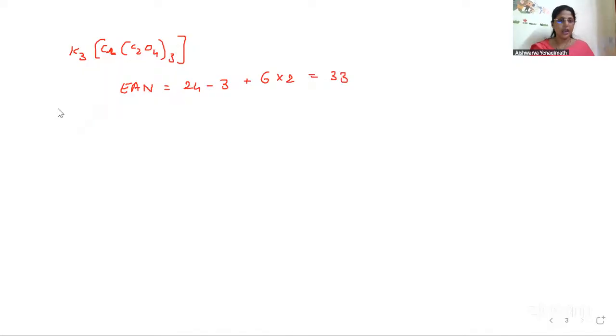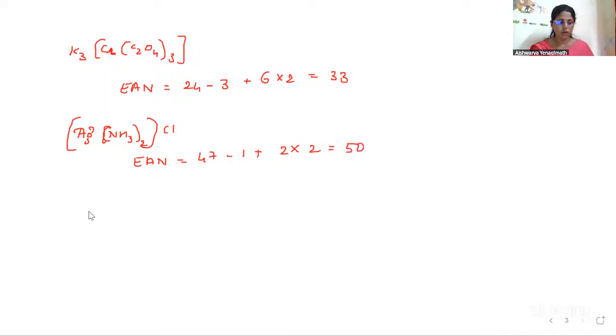So this is an example. Another example, you take [Ag(NH3)2]Cl. How do you calculate EAN? Atomic number of Ag is 47, minus the charge on Ag, which is plus 1, plus 2 into 2. How much do you get? You get 50. And this one will be for your own work.